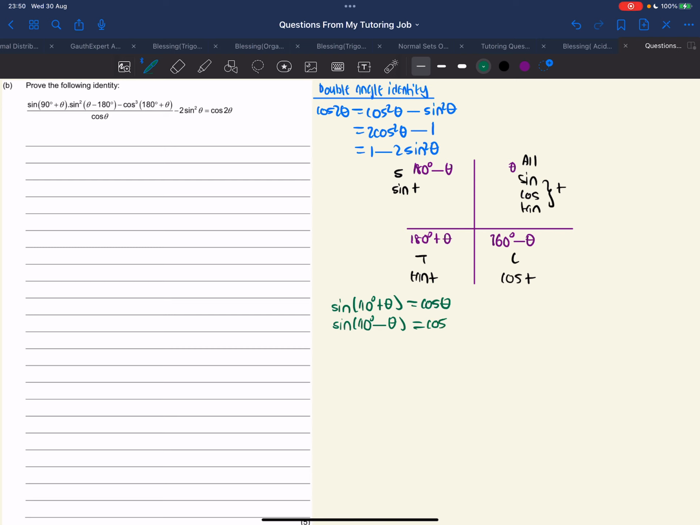And if you have a cos of 90 degrees plus theta, that one is minus sine theta. And if you say cos of 90 degrees minus theta, that one is just sine theta. So far, those are the ones we're going to use.